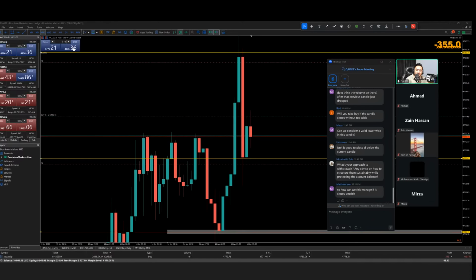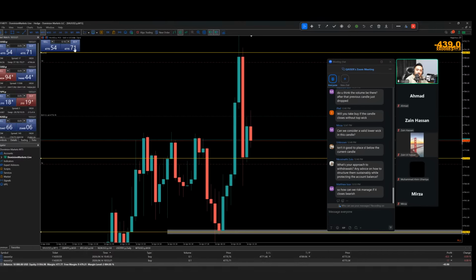So can we risk manage if it closes bearish? Yeah, if it's going to close in a bearish form, I need to close 50% of the position there. But right now, you know what? I am going to add one more position into it.